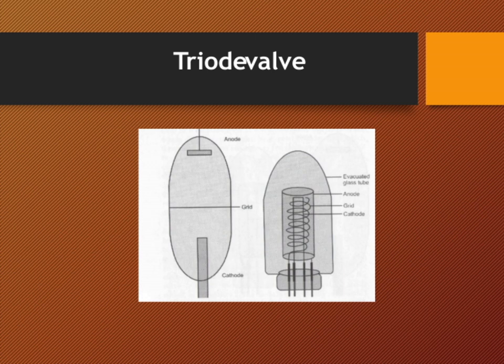By applying a small voltage to the grid, we can regulate a much larger current flowing between the cathode and anode. This ability to amplify signals was revolutionary and paved the way for the development of many modern electronic devices. Understanding the triode valve helps us see how early electronics transitioned from simple circuits to more complex and powerful systems. It's a key piece of the puzzle in the evolution of electronic technology.